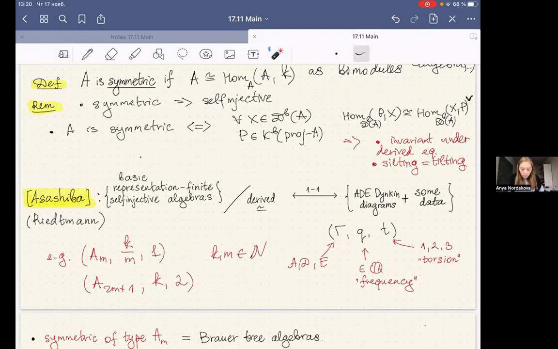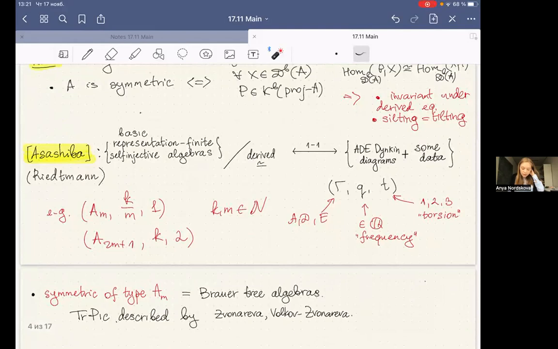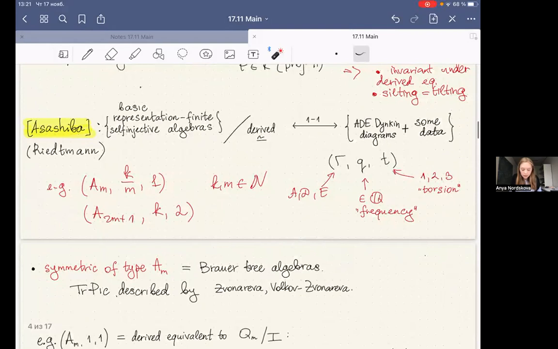derived Picard groups of such algebras. Well, for type A, for symmetric algebras of type A, these are precisely Brauer tree algebras, and the derived Picard groups of such algebras were described in a few works by Zvonarova and Volkov. And they actually do more. They describe derived Picard groups of this whole class, and all of them are symmetric. But I want to concentrate on symmetric algebras from now on.